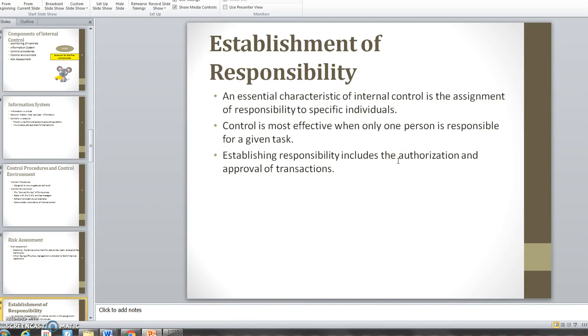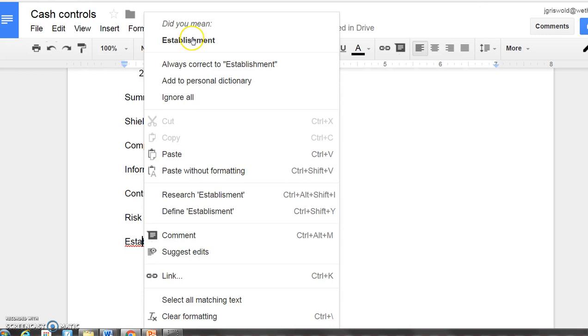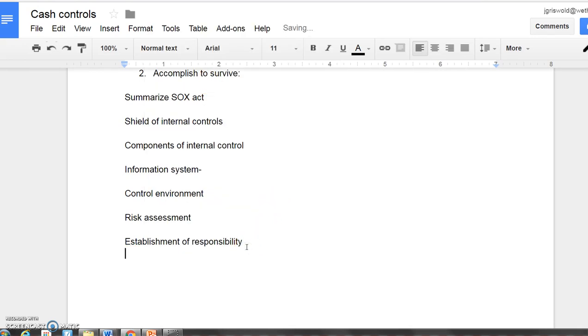Responsibility. This is very important. An essential characteristic of internal control is assignment of responsibility to specific individuals. It's most effective when only one person is responsible for a given task. That includes authorization and approval of transactions. So this is important. You assign responsibility to specific individuals. You separate the duties. Again, summarize in your notes. All right, let's continue.